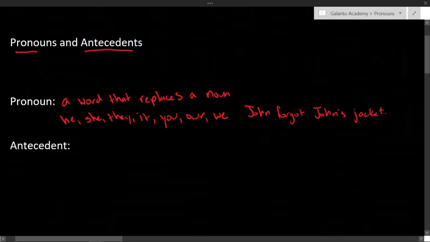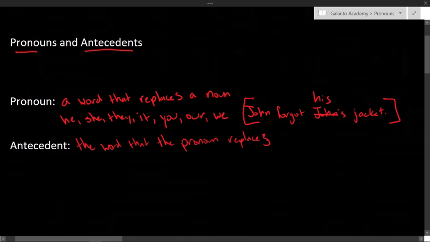So we see the use for pronouns, but they do have some rules that we need to abide by. So the antecedent is the word that the pronoun replaces. So if we're looking at this example up here with John forgot his jacket, his is our pronoun and it's connected to John. John would be our antecedent here.